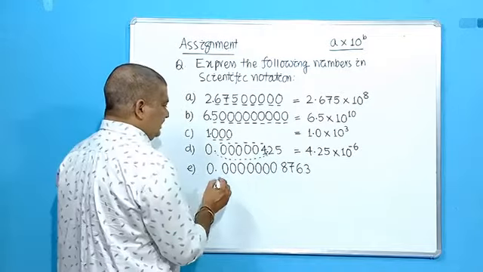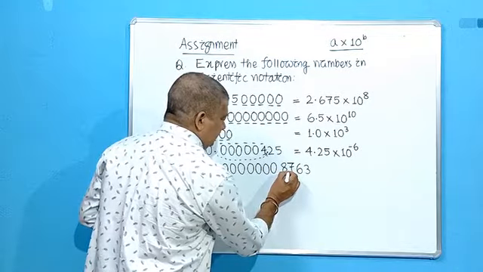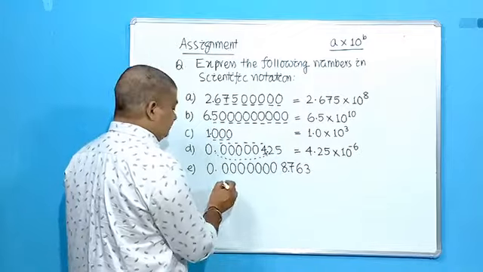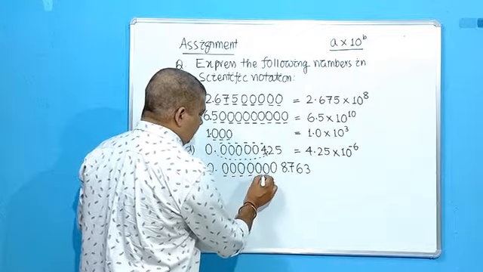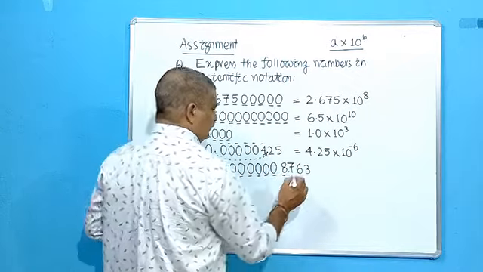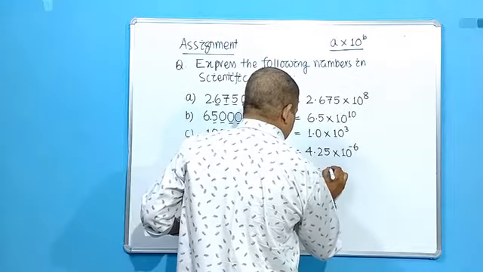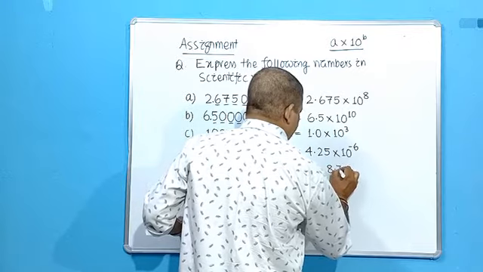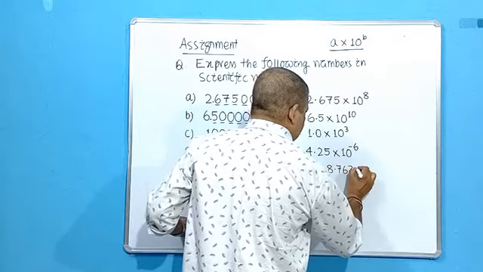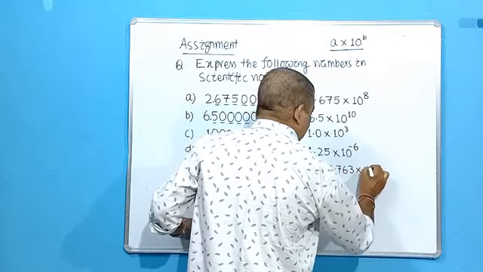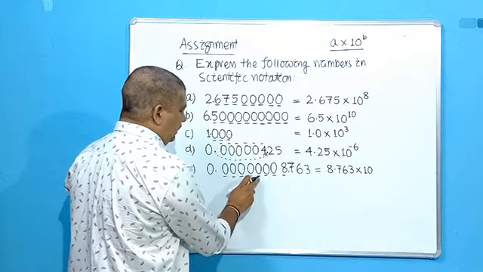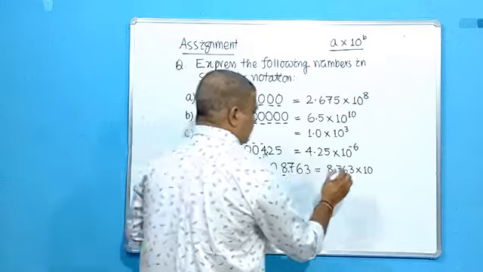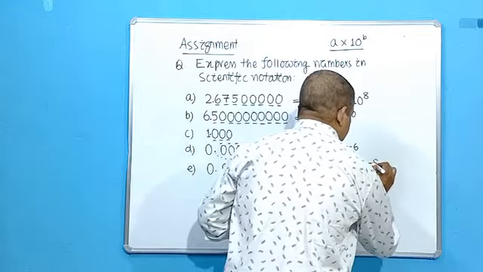Similarly here, the decimal point has to be here. How many places are we moving? 1, 2, 3, 4, 5, 6, 7, 8. So it will be 8.763 into 10 to the power of the places we have moved, 8, so into 10 to the power minus 8.